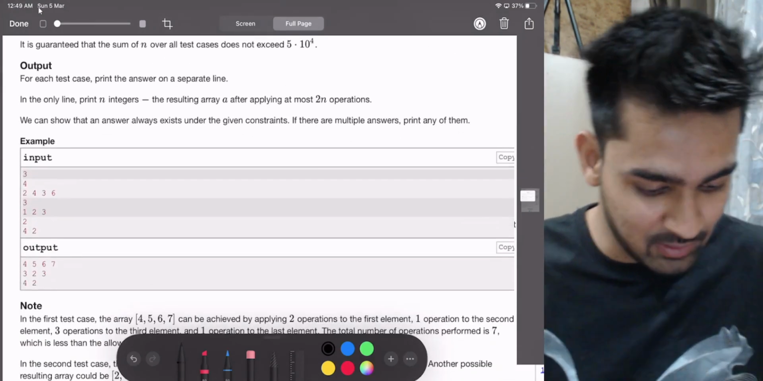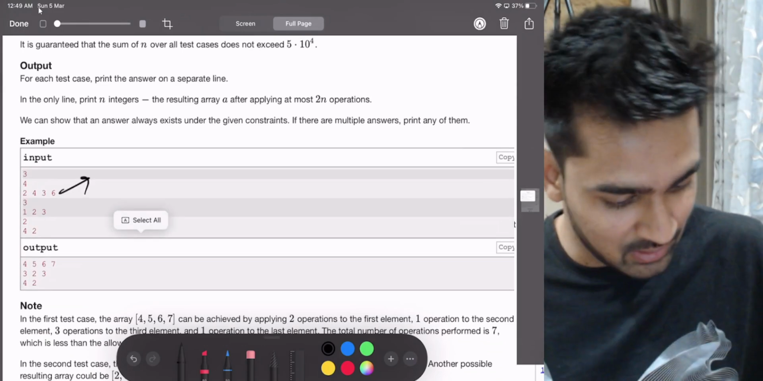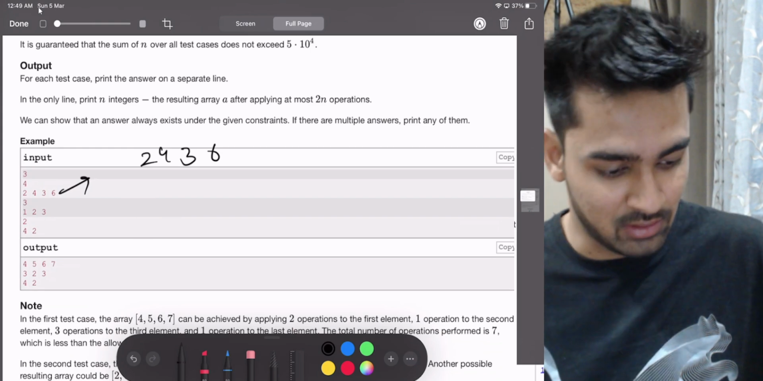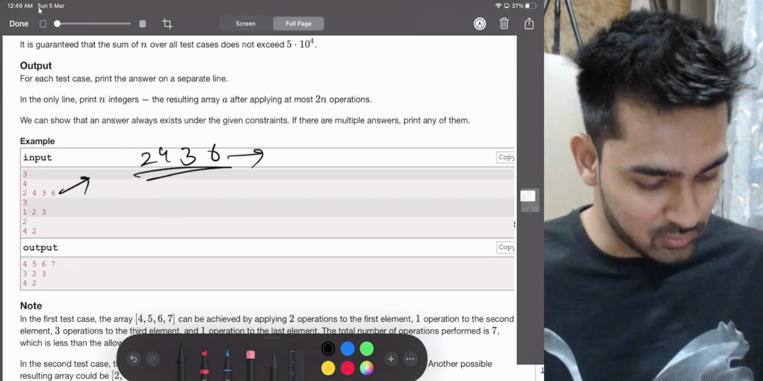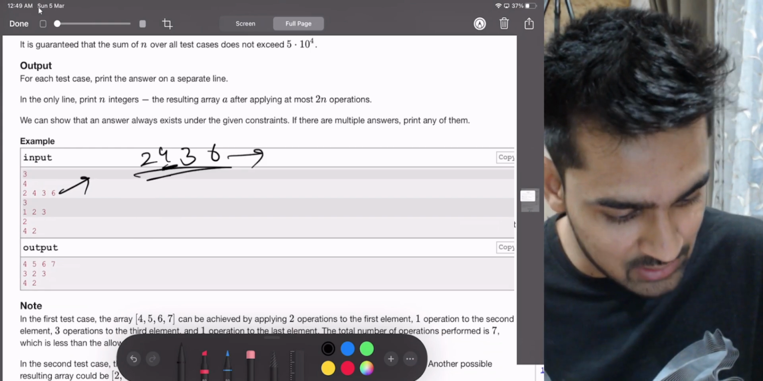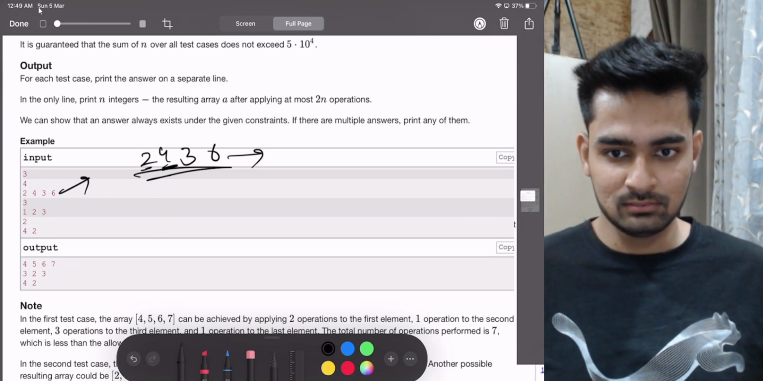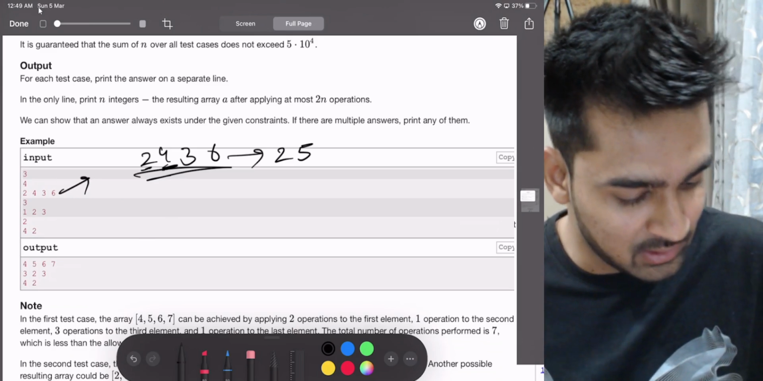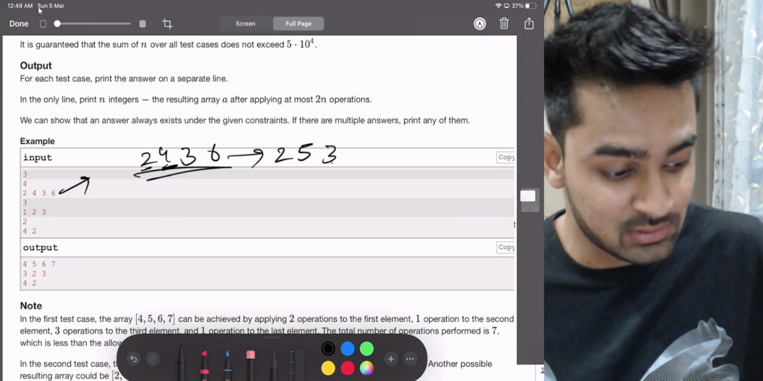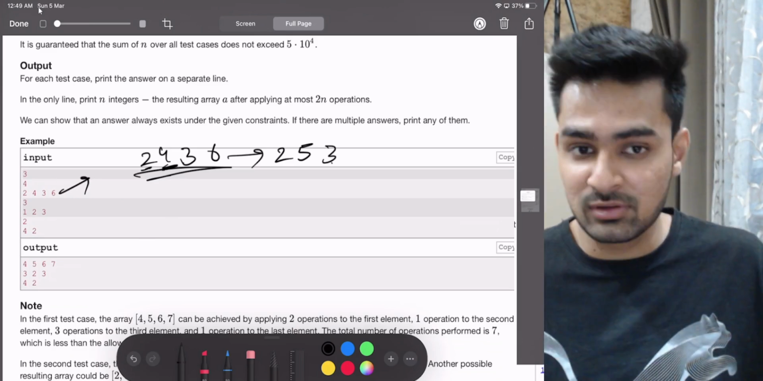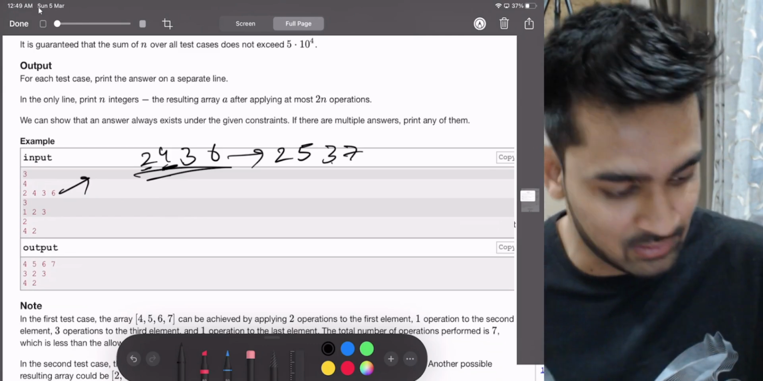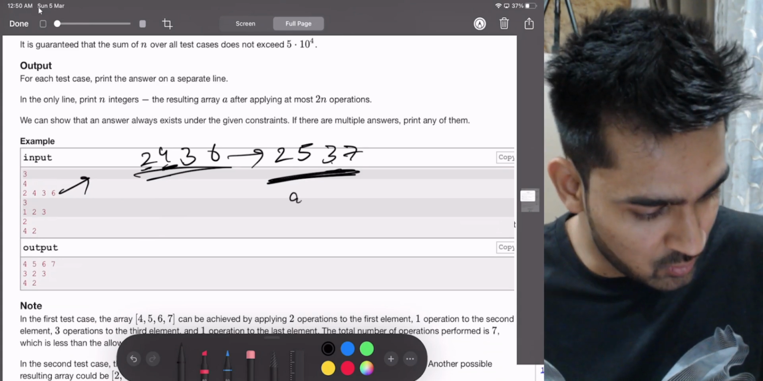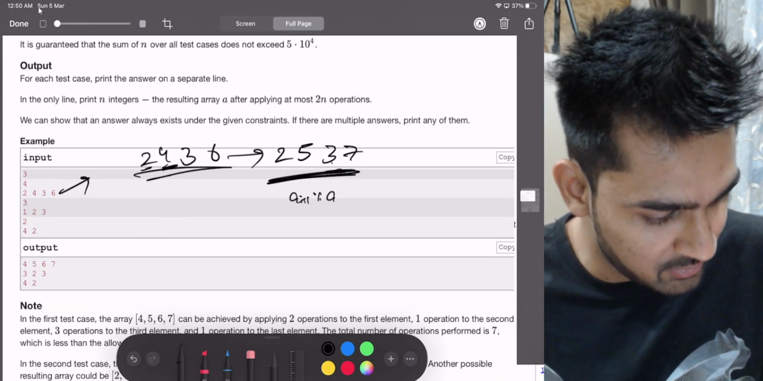So let's take the very first input, which is 2, 4, 3 and 6. Now what we actually need to do is, if you see, 4 is divisible by 2. So let's say we increase one, so we made 2, 5. Then we have 3 and 6. 3 is not divisible by 5, but 6 was divisible by 3, so let's make it 7. And if you see this, no ai plus 1 is actually divisible by ai.